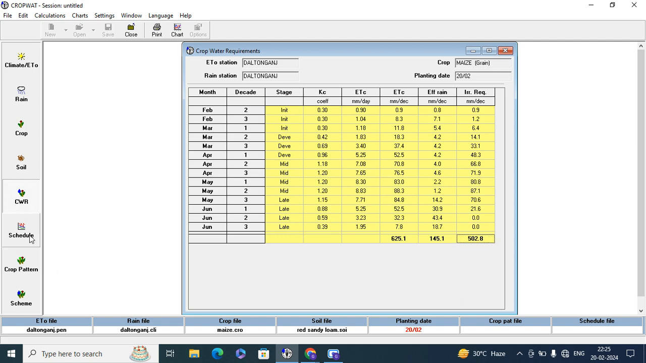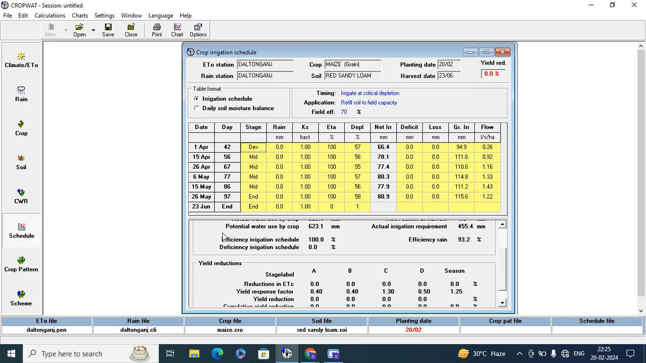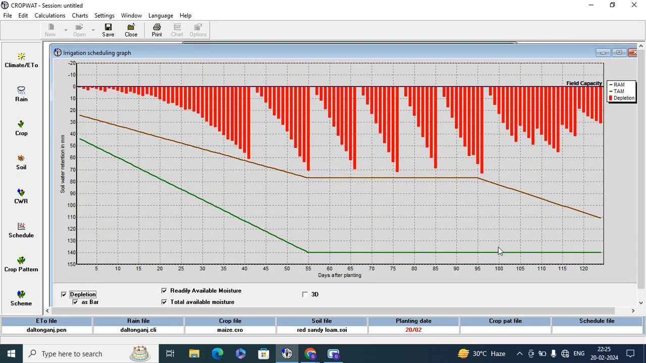Okay, now if I go to schedule, so this is the irrigational schedule position. Now, you need not copy that table, you will just go to chart and you will go to this diagram. So after getting this diagram, a very important thing is that one is the total available moisture, this green color line, that is the total available moisture, and the red color line is the readily available moisture.